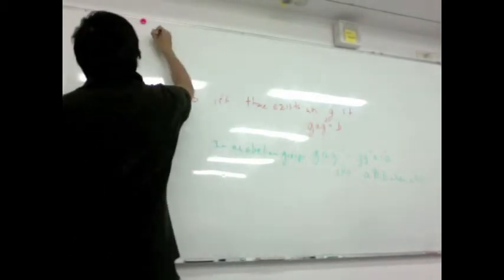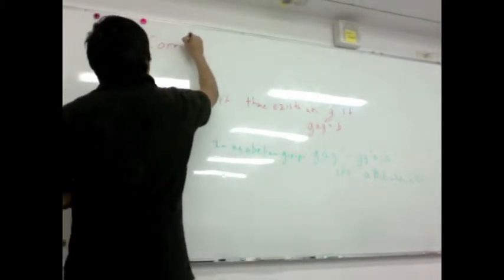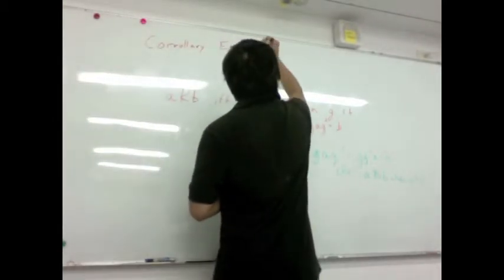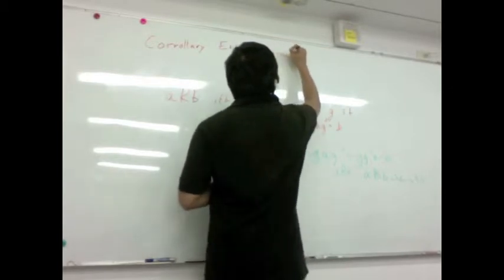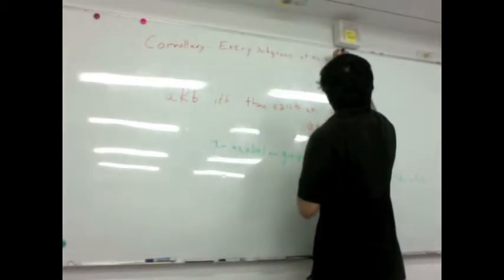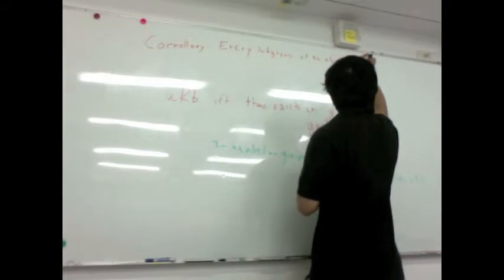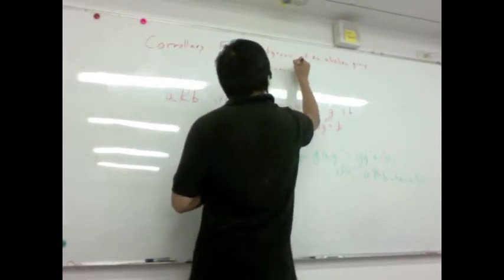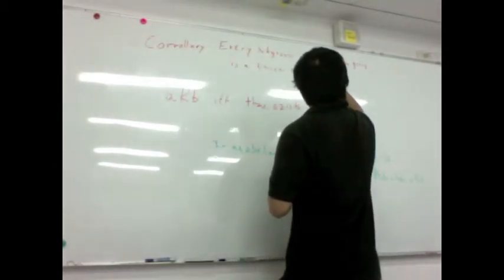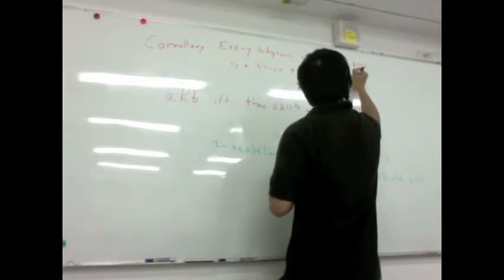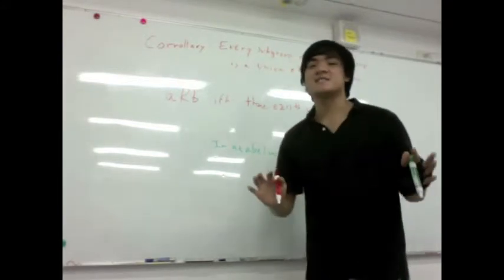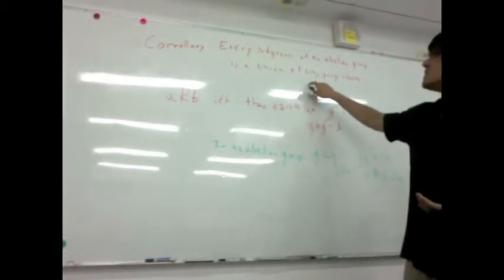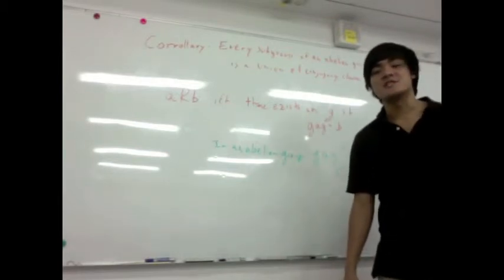An important property, a corollary of this: every subgroup of an abelian group is a union of conjugacy classes. Of course, we have subgroups in other groups that are not unions of conjugacy classes. Remember, this is only because each element is its own conjugacy class.